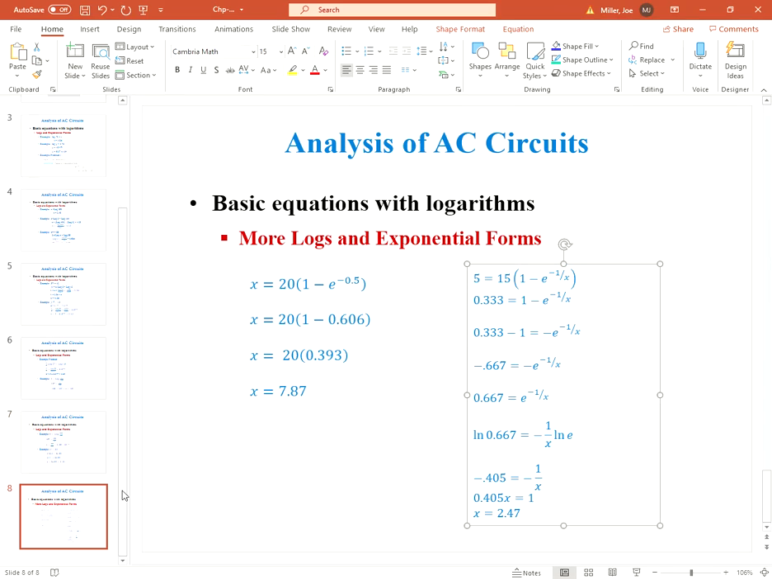You can go in the textbook and try the section review problems for chapter 22 and the end of chapter problems. And this concludes the lecture video for basic equations that have logarithms in them.